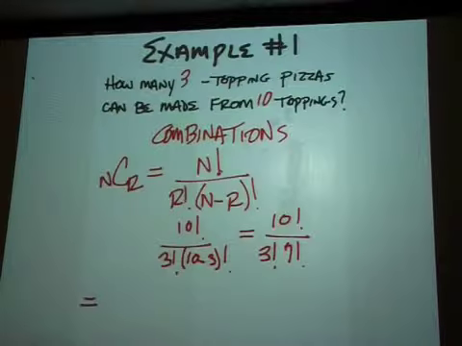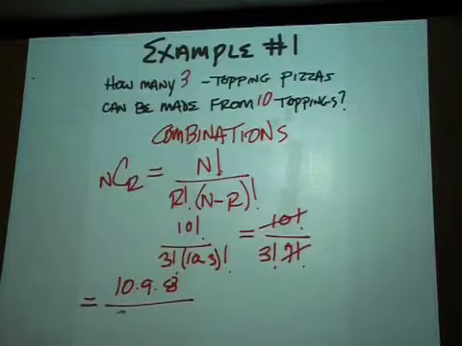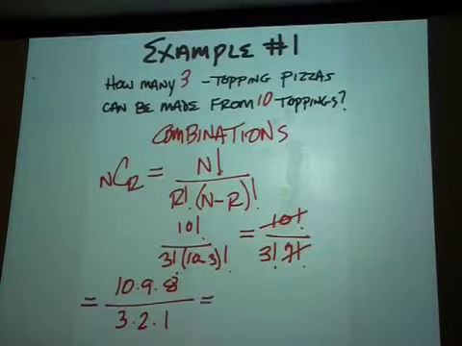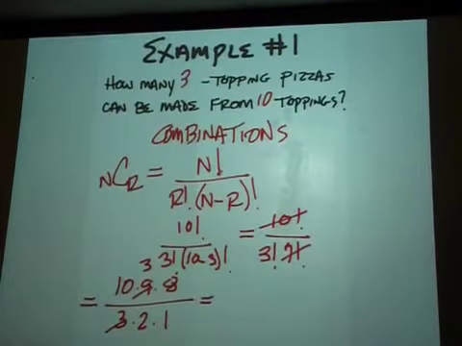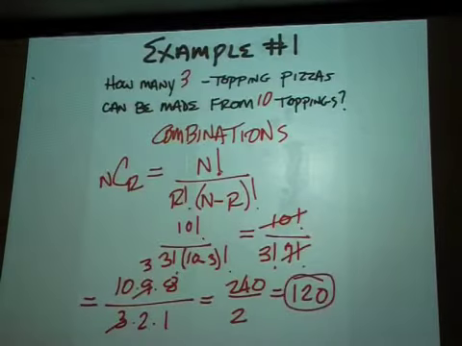Now here you can cancel out some things. You have 10 factorial over 7 factorial. That's going to make the top 10 times 9 times 8, and you can cancel that out. On the bottom, you're left with 3 times 2 times 1. You can still cancel out. 3 goes into 9 3 times. So that's really 10 times 3 times 8, which is 240, and you're dividing by 2. Gives you a final answer of 120.